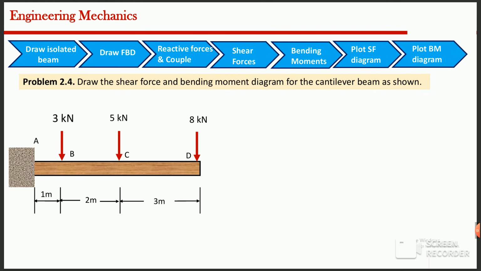The distance is 1 meter from A to B. You have to see the diagram. Our objective is to determine the support reaction, calculate the shear force and bending moment at different sections, and finally draw the corresponding diagrams.